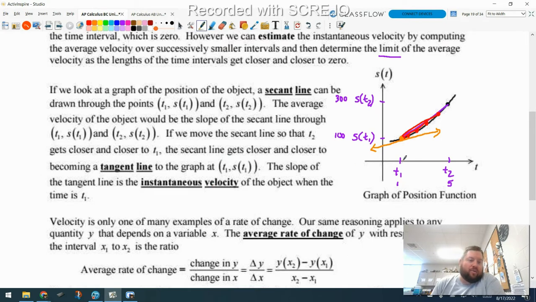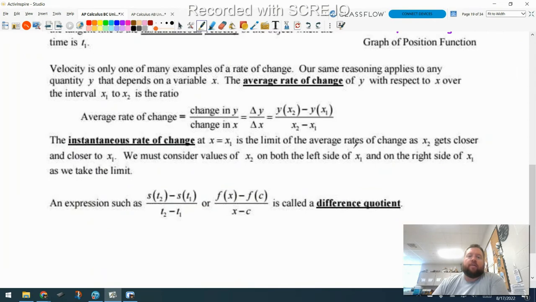So at t equals 1, for instance, we could have been traveling 70 miles per hour, although my slope here looks like it's a little less. So if my original secant line was 50 miles per hour, this one might be 20 miles per hour or something like that. All right. So this down here is just changing out the velocity and position for just regular math terms.